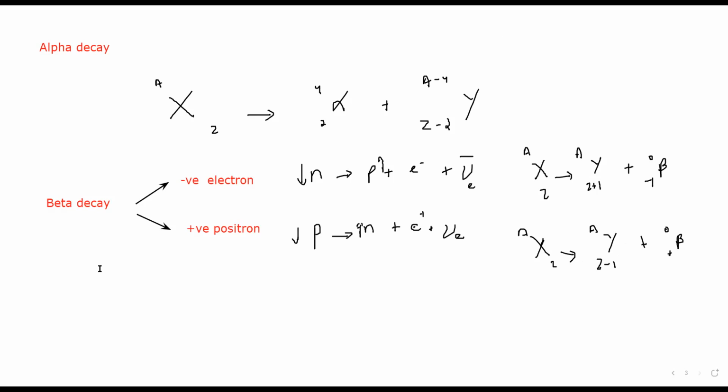And for gamma, there's no change in atomic number or atomic mass. Gamma is emission of electromagnetic radiation. So when you have a radioactive nucleus which is unstable and vibrating, it releases energy, and that is known as gamma. So we have alpha, we have beta, and we have gamma emissions.